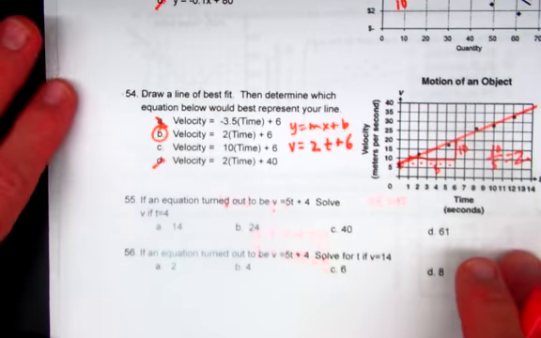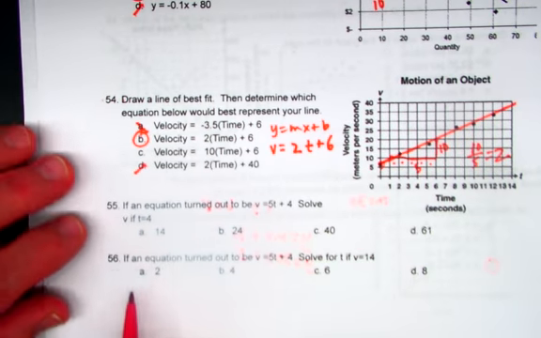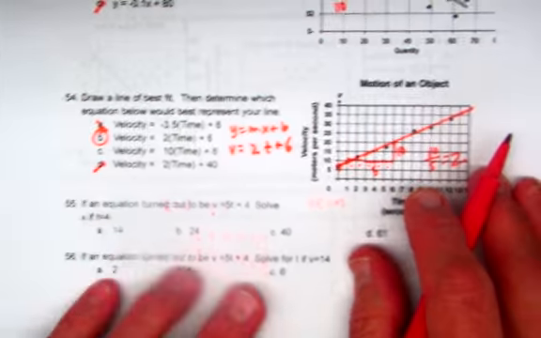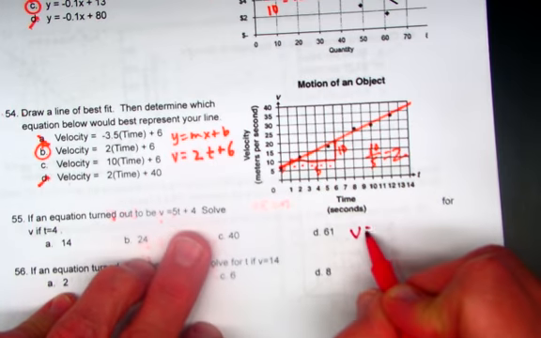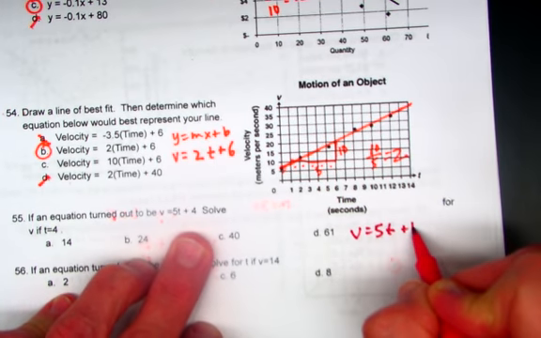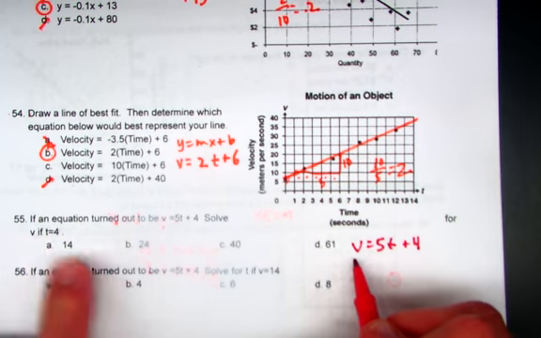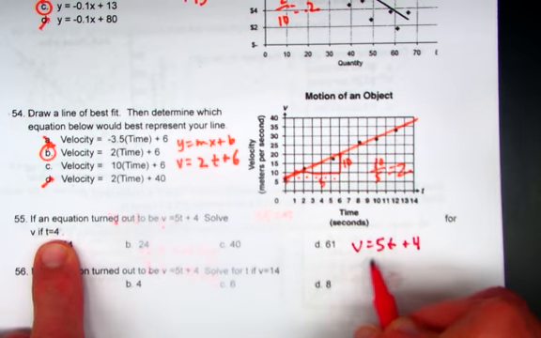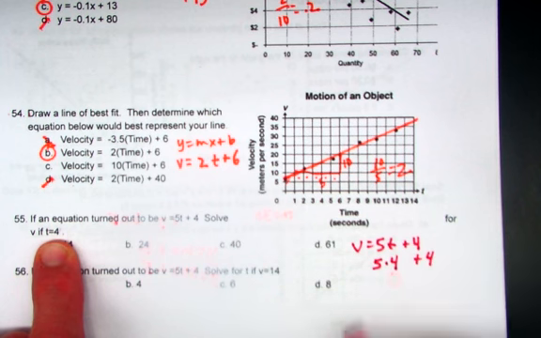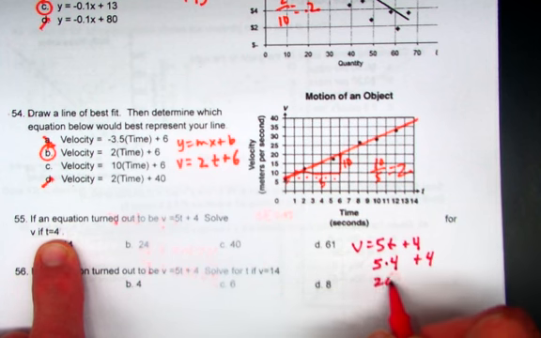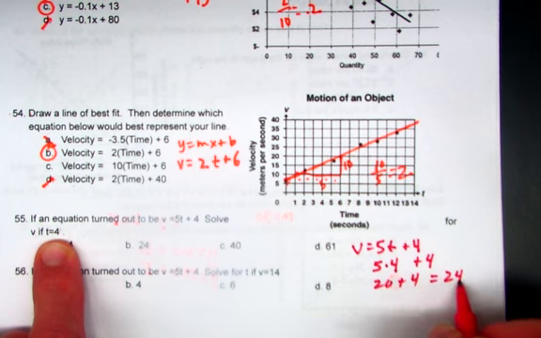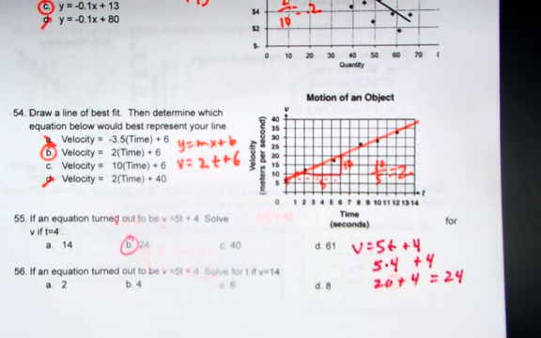The last 2 problems are 55 and 56. If an equation turned out to be v equals 5t plus 4, and I want to solve for v if t equals 4, I'm going to replace the t with 4 and solve. 5 times 4 is 20. You have to do the multiplication first, then add the 4. I get 24. So the right answer is B.